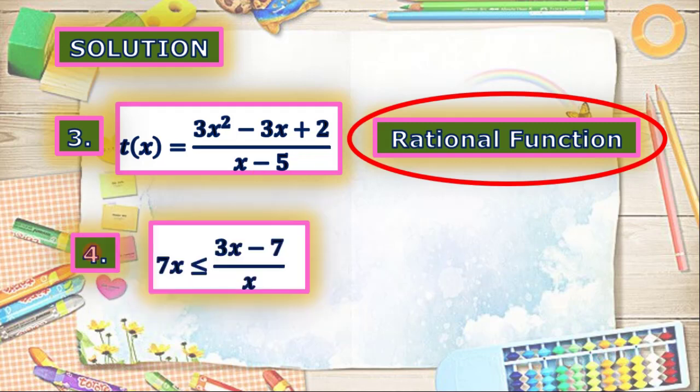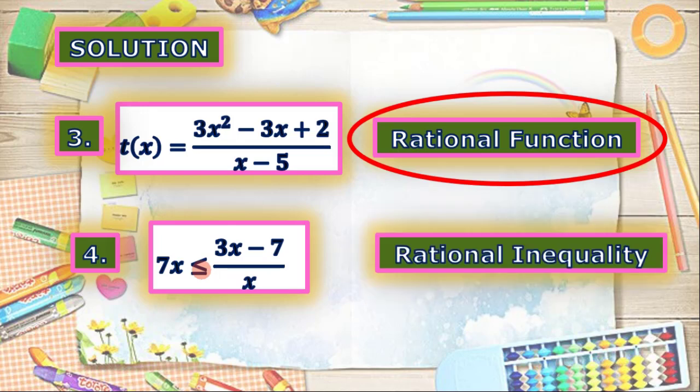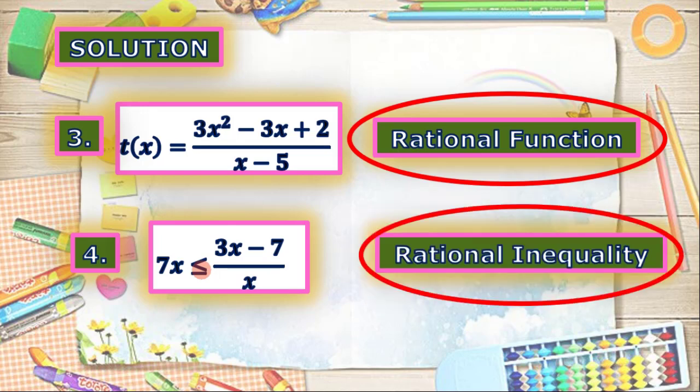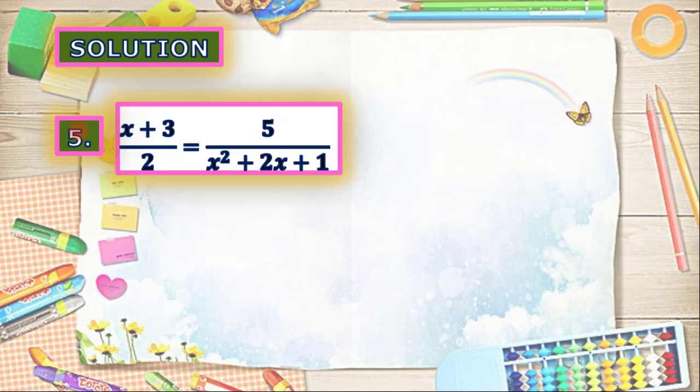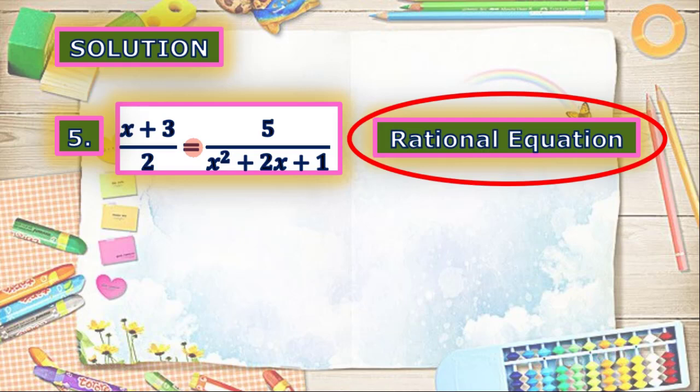Number 4, we have 7x is less than or equal to 3x minus 7 all over x. So we have the inequality symbol here. So this indicates that it is a rational inequality. Number 5, we have x plus 3 over 2 is equal to 5 all over x squared plus 2x plus 1. So you have already the hint. This is a rational expression, another rational expression with an equal sign. Obviously, it's a rational equation.